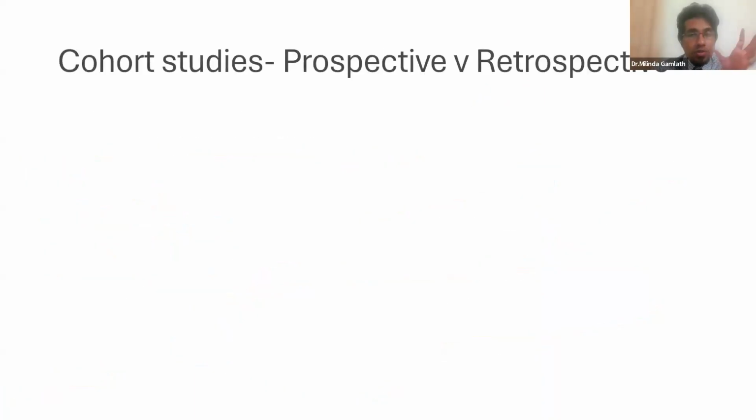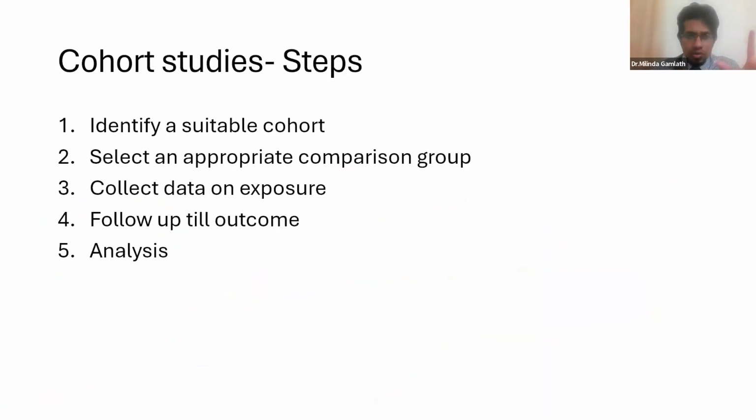So we have looked into the difference between prospective and retrospective. So the steps of a cohort study, very briefly. First, you identify the suitable cohort, which means you identify the exposed and non-exposed group. Then you identify a suitable comparison group, which is the people who are non-exposed. Then you collect data on their exposures, you establish the exposure levels, and then you follow them up until the outcome, and then you analyze the data.